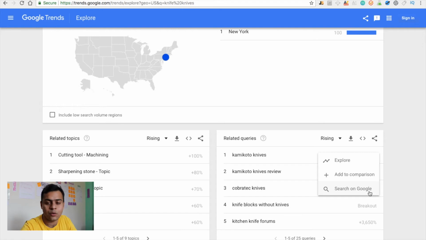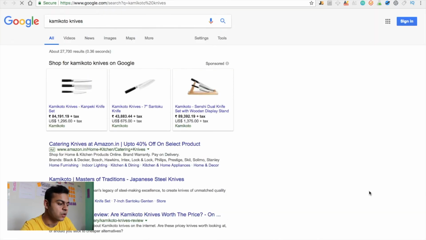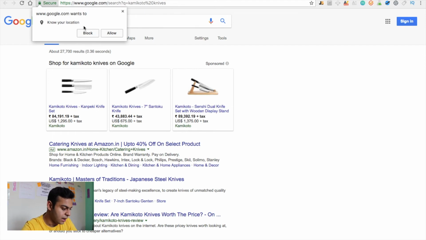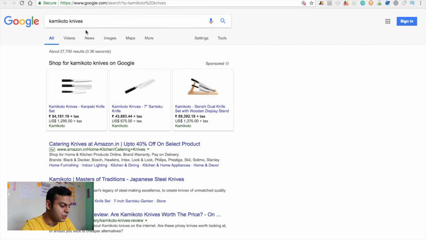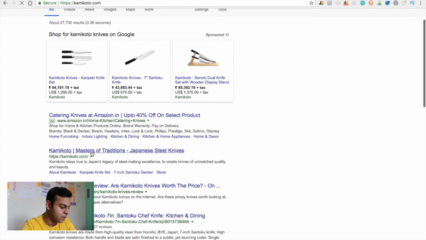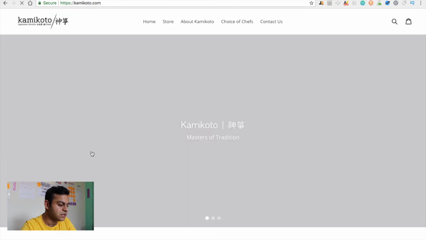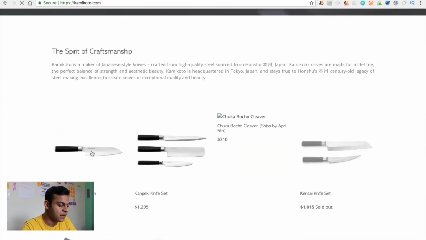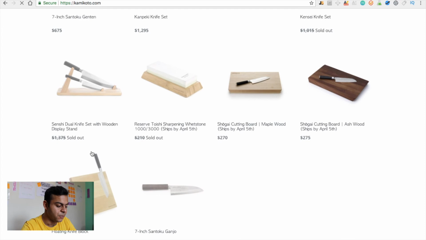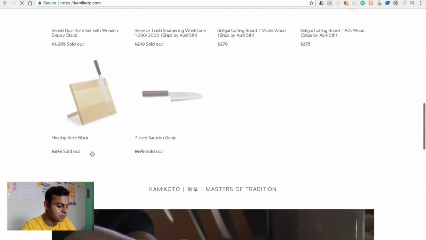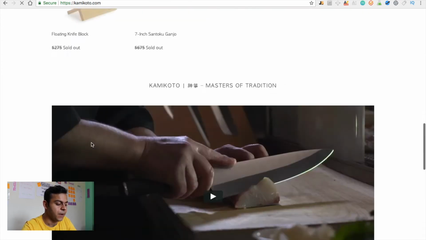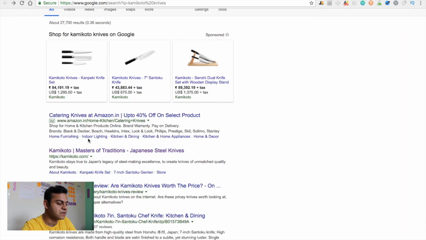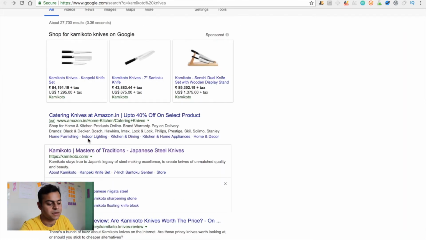First, if you don't know what exactly does this mean and what are people searching for, just click on search on Google over here. It'll take you to Google, and I think this is kind of like a particular variety of knives. Alright, seems like it's a Japanese knife. Oh, okay, so this seems like it is branded, and they might definitely have a patent on it. But yeah, this is a special kind of knife that people are searching for. People are searching specifically for Kumiko.